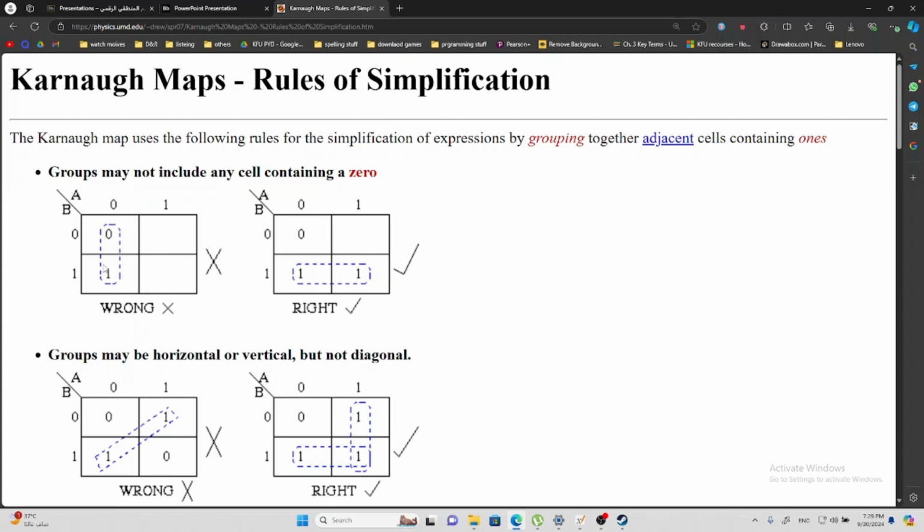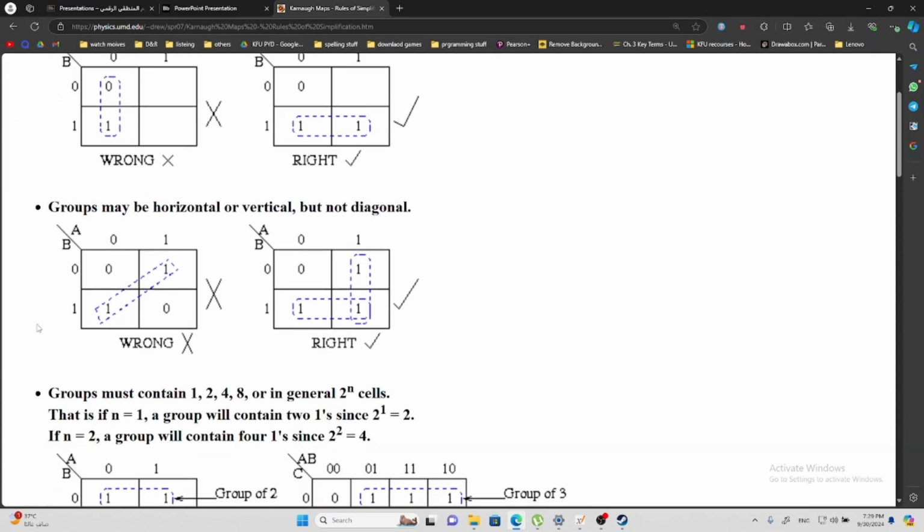Again, and also if you group zeros, there is another method. It is not using the max terms, and that is another thing. We will be focusing in this tutorial only on grouping ones.